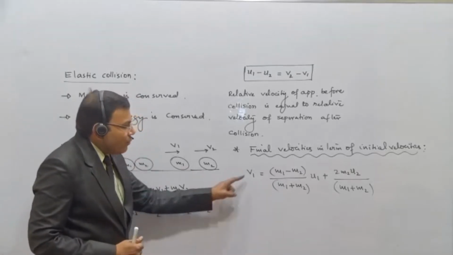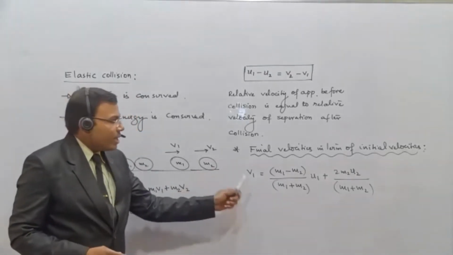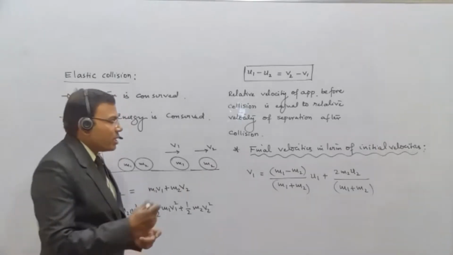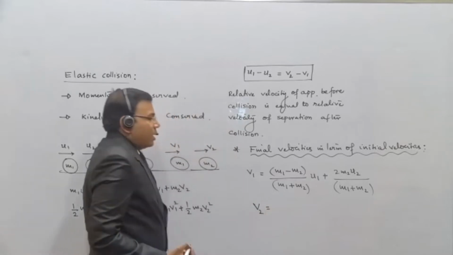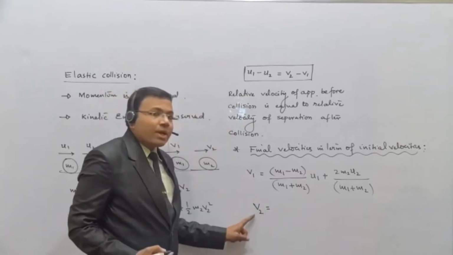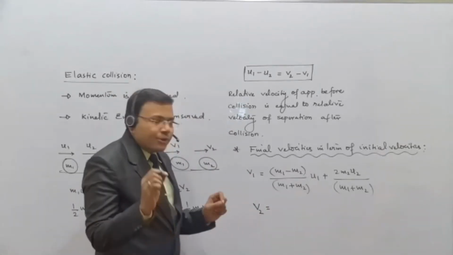If I want to write the same expression for v2, that is the final velocity for v2, then v2 is equal to... See students, here where we have v1, we are writing v2. In short, I am giving you a hint.